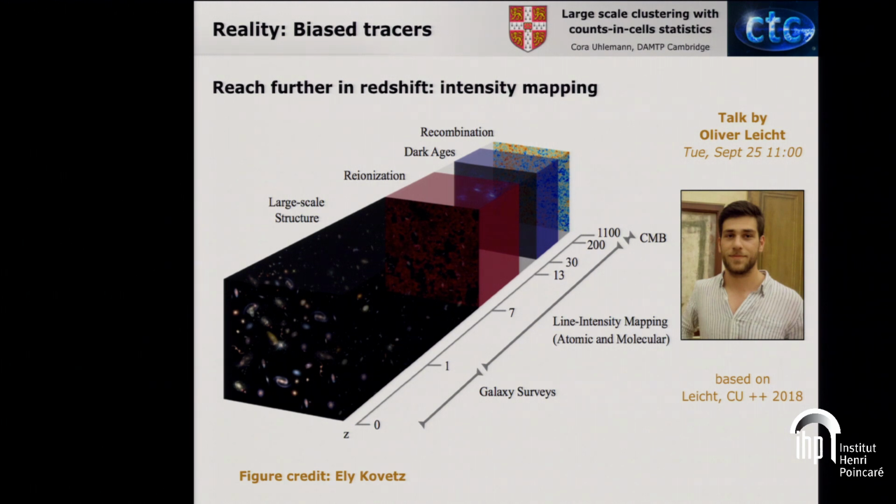So, since I'm almost out of time, I want to do a short advertisement of a talk next week. So I was working with a student in Cambridge, Oliver Leicht, and we are thinking about how could you generalize this counts in cells statistics to access more volume. More volume is at high redshift, so what kind of high redshift tracers can you find? And he's going to tell you a bit about how you could think about doing intensity mapping with counts in cells, namely using neutral hydrogen as a different bias tracer.